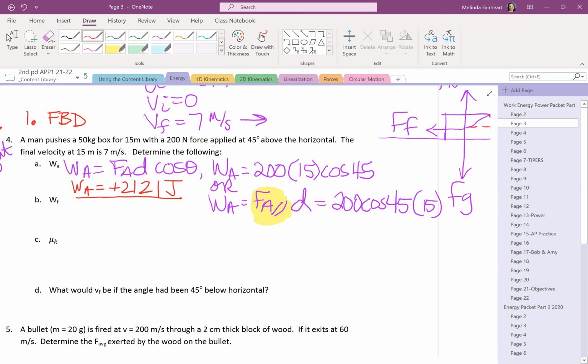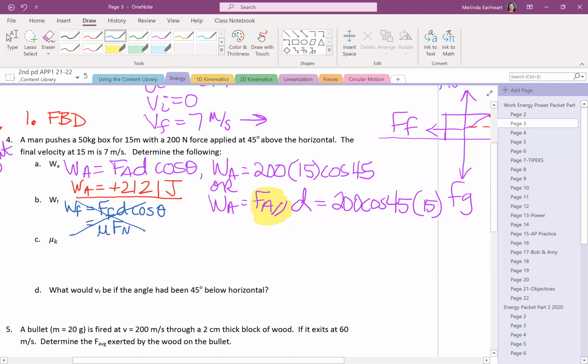Part B got some of you stuck, okay? I don't want to say it was intentional, but it's typical at this point. So for W friction, you might say, well, to find the friction, I need the force of friction times D cosine theta. Oh, force of friction is mu Fn, but wait, what did they not tell me? Mu, which I'm going to solve for in part C. So I can't do this approach in part B.